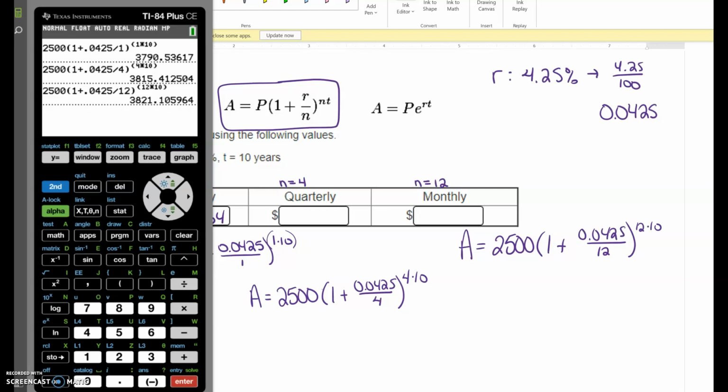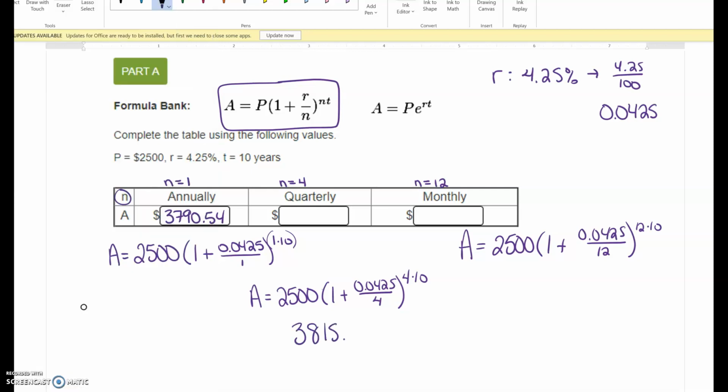So on the quarterly, I got 3,815.412504. Do we leave this as 41 cents or bump it to 42 cents? We leave it as 41 cents. So 3,815.41. Now I set these in EdSite so that if you put a comma after the 3, if you write 3,815.41, it will count that as correct, but it also counts it correct if you just write 3,815.41. So you don't need the comma, but the comma will also count correct.